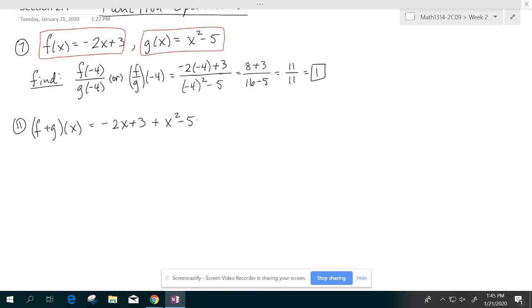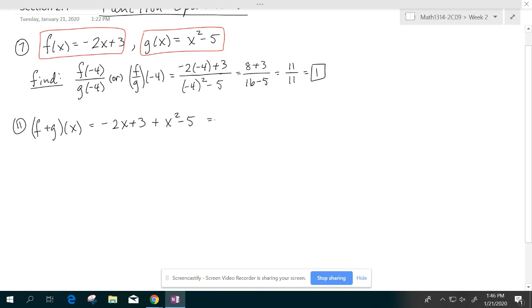Are we still using the same number for the... Nope, this is a different problem. So this time they did not give me a number to plug in. So we're just working with f of x and g of x. And then when you get done here, you're going to need to combine like terms. Maybe put it in descending order. That'd be good math etiquette.